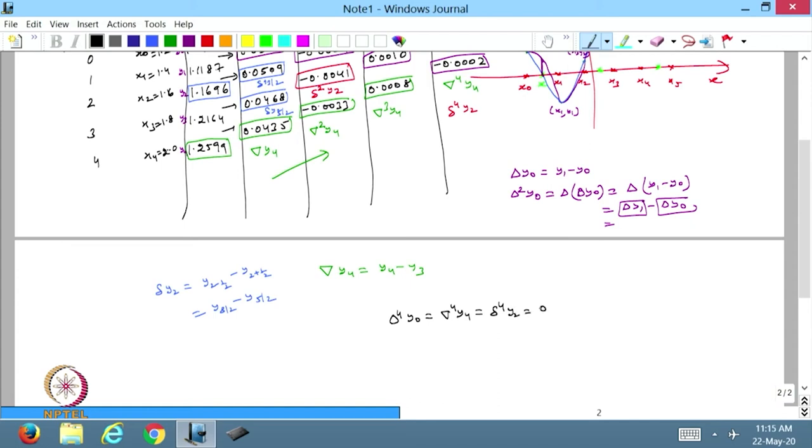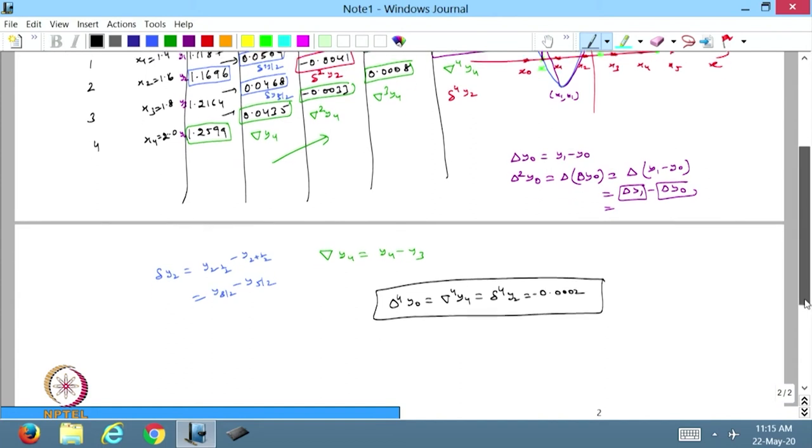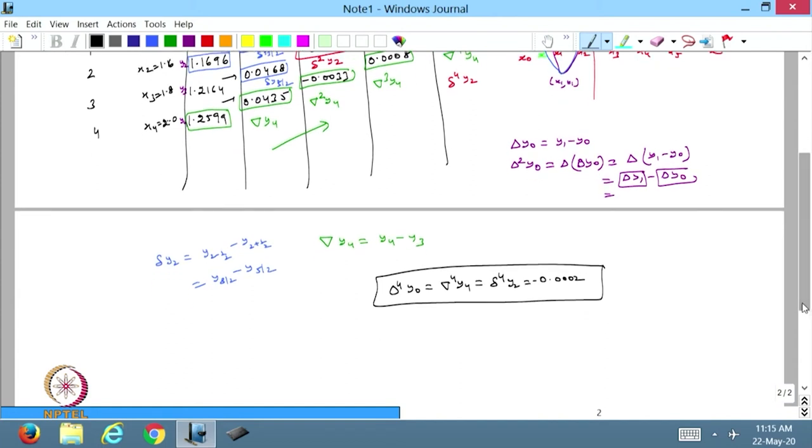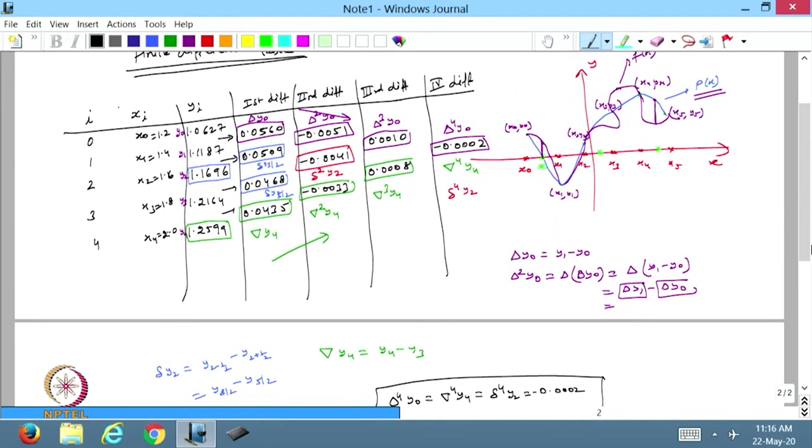So all values are equal to minus 0.0002. That is also the verification that if we have 5 data points, then the fourth difference will be a constant value and the fifth difference will be 0. So that is also one of the verifications we can do. So basically we can make the difference table whenever some data values are given to us, and based on these values we want to approximate the value at any x.